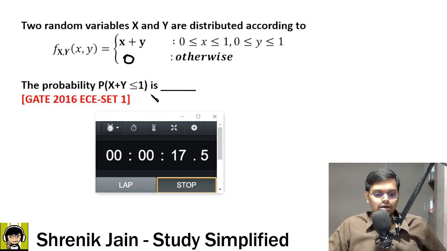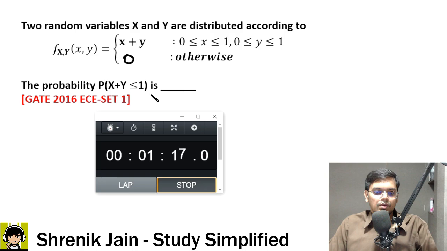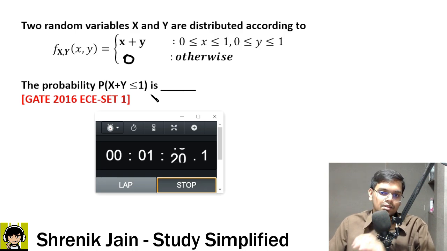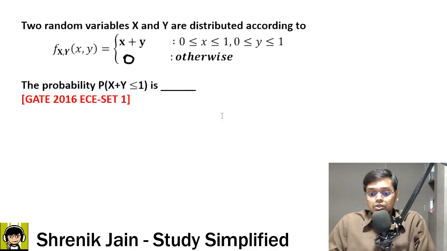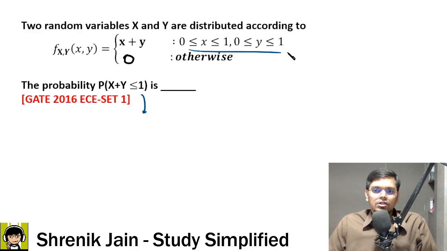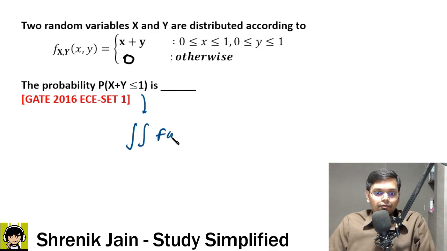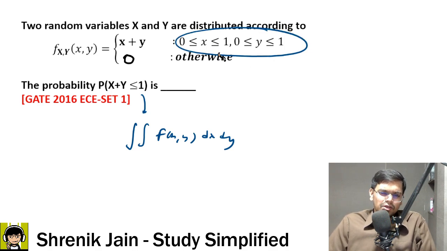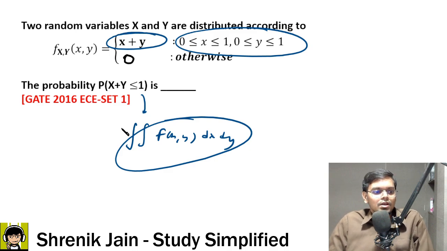GATE 2016 telecommunication. Tell me, guys. Swain is saying 0.5. Oh Swain, that's the wrong answer. Goswami ji is saying 0.333. I guess so. What Swain did is, he said: sir, I know the probability for a two-dimensional continuous random variable is the double integration of f of x comma y dx dy, with x from 0 to 1 and y from 0 to 1. Substitute the function and get the answer. That is absolutely wrong, Swain.